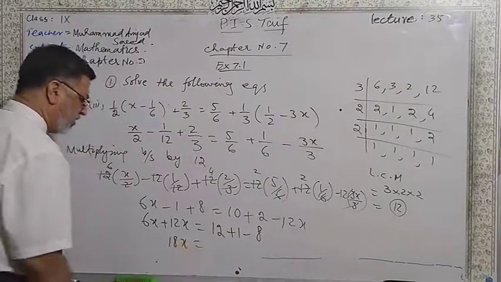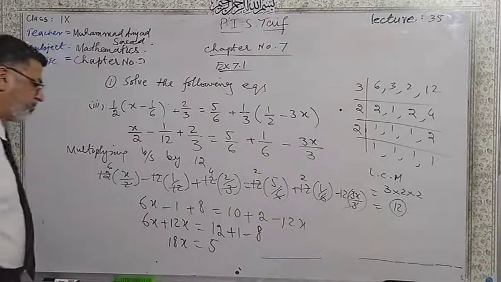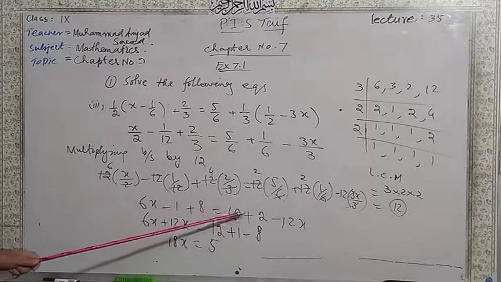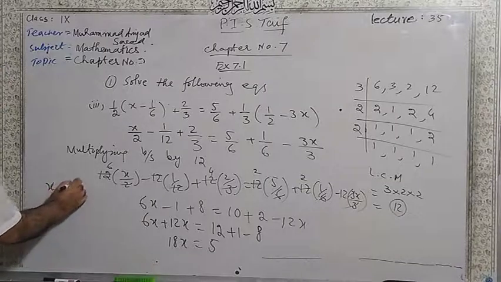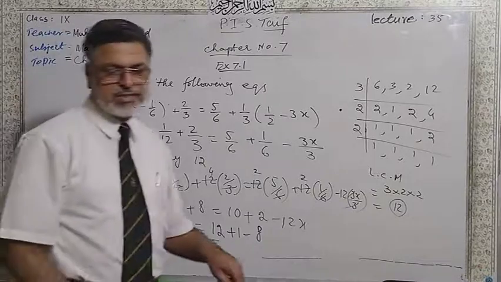18x is equal to 12 plus 1 is 13 minus 8 is 5. So what about x? x is equal to 5 over 18. That's your answer.